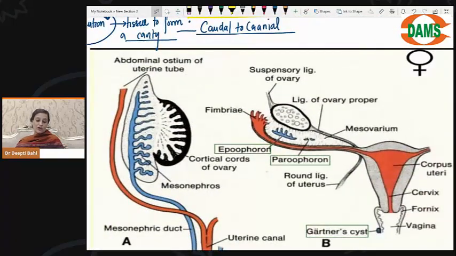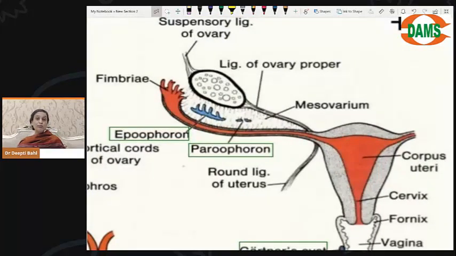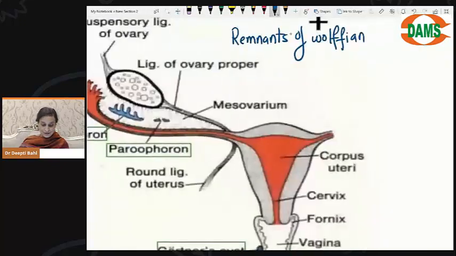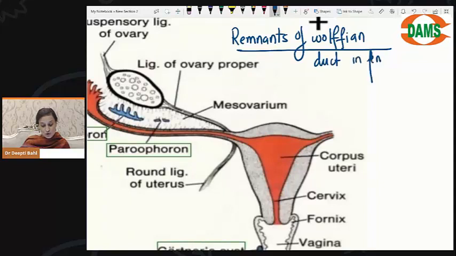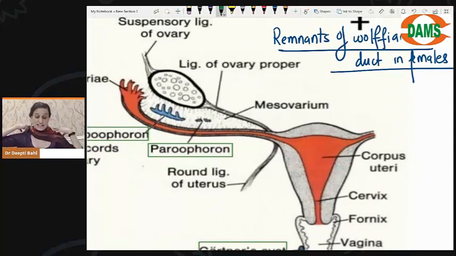So we're going to look at the next diagram now. We know that women did have the Wolffian ducts because we are able to see remnants of Wolffian ducts in the females. Now quickly, this is again an MCQ, very important for your exams. What are these remnants that we will see when we talk about remnants of the Wolffian duct?